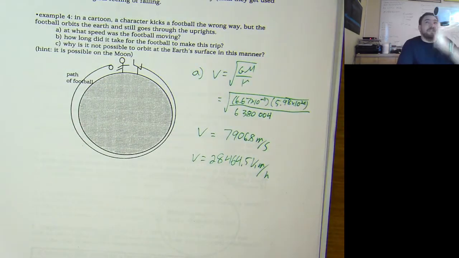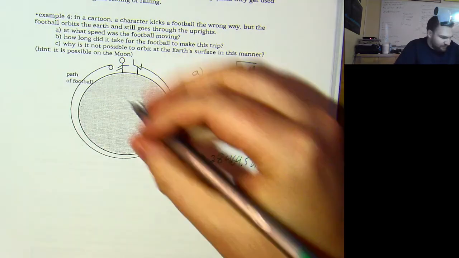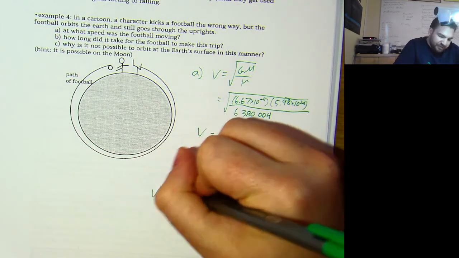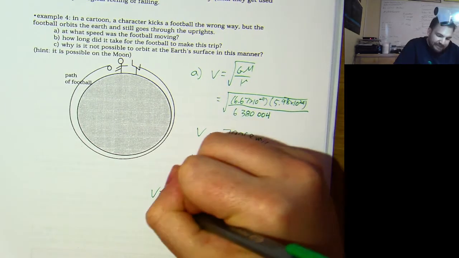This thing has to be traveling at 20 times the speed of sound. Another piece that's kind of interesting: how long does it take to do this? We have another expression for the velocity of an object in uniform circular motion. What is the other expression that we have for the velocity? V equals 2 pi r over big T.